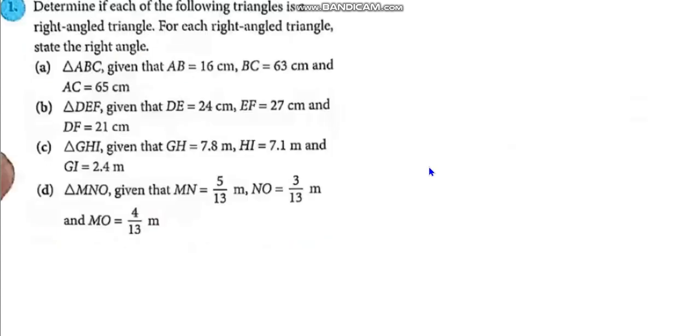In today's session of pre-GCSE 2 mathematics, we will start our exercise 9C and do some questions. In question number 1, it says determine if each of the following is a right angle triangle. And we also have to state at which point there is a right angle.